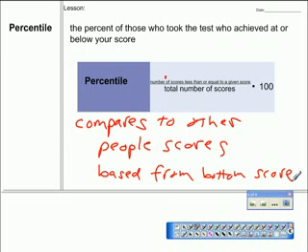It's in your book. It's up to you. If I were you, I would just put percentile and then just put this stuff. It's scores less than or equal to yours divided by the total number of scores times 100. Because your division gives you a decimal number, then you multiply by 100 to turn it into percent.